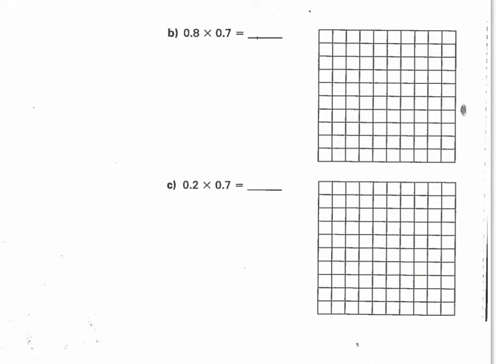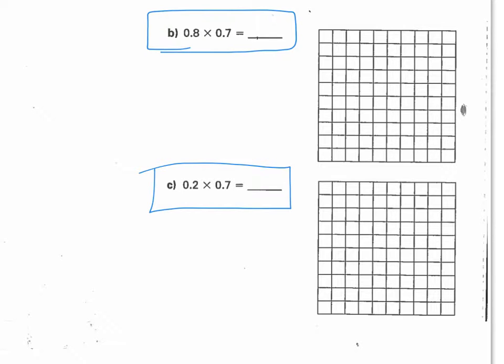Now it is your turn. You are going to multiply and model 0.8 times 0.7 and 0.2 multiply 0.7. Use the same example I showed you before, highlighting or checking off or marking the squares in one direction and then the squares in the other direction. Pause the video here. When you are finished, continue on to the next part.